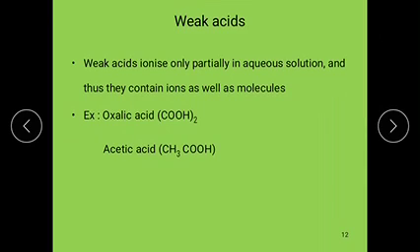The acids which ionize partially in aqueous solution and have a smaller number of ions in the solution are called weak acids. Examples of these weak acids are oxalic acid, (COOH)2, acetic acid, CH3COOH. Okay, here we discuss the classifications of acids.